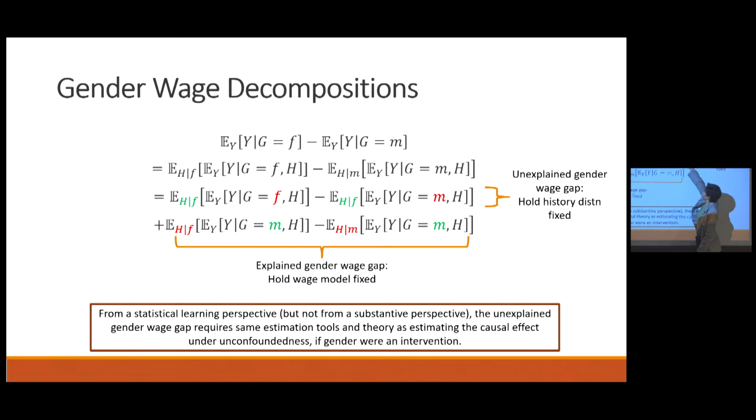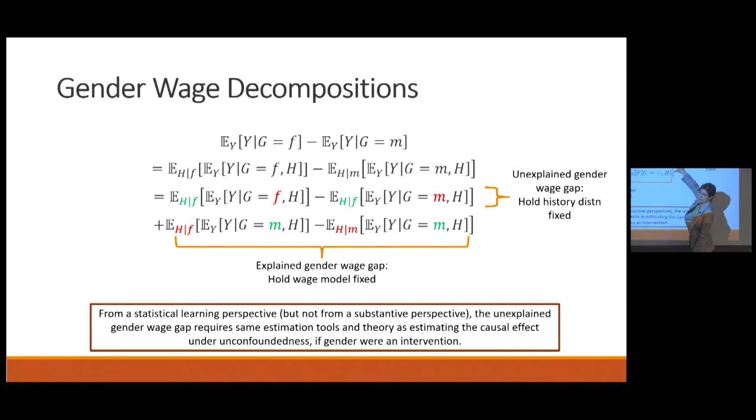By the way, everything on this page is just iterated expectations and Bayes' rule. There's nothing deep here. The first equation is just using iterated expectations. On the outside, the history is conditional on gender, and on the inside we have wages conditional on history and gender. Then the decomposition trick is to add and subtract a term: here we have female histories, female wage function, and here male histories, male wage function. The thing we're adding and subtracting is a mismatch: female histories, male wage function.